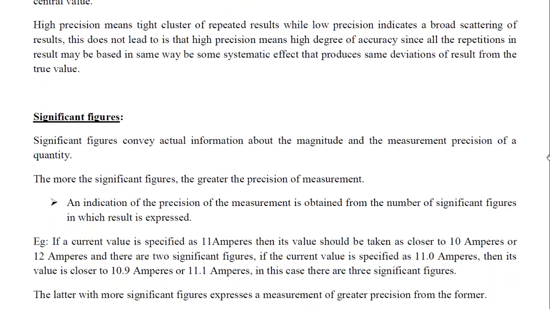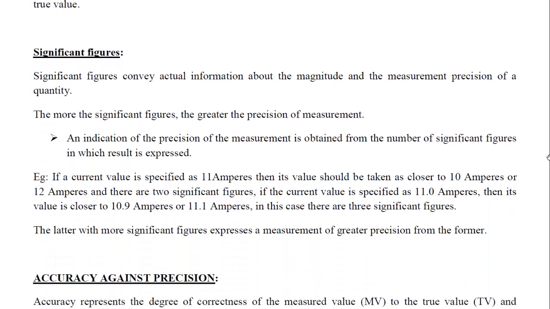Now when you go to significant figures, these significant figures actually convey the actual information, that is the magnitude and the measurement precision of the quantity. For example, here the current value we are measuring is specified as 11 amperes. So we can consider this value closer to 10 amps or closer to 12 amps. So there are two significant figures, that is 1 and 1.